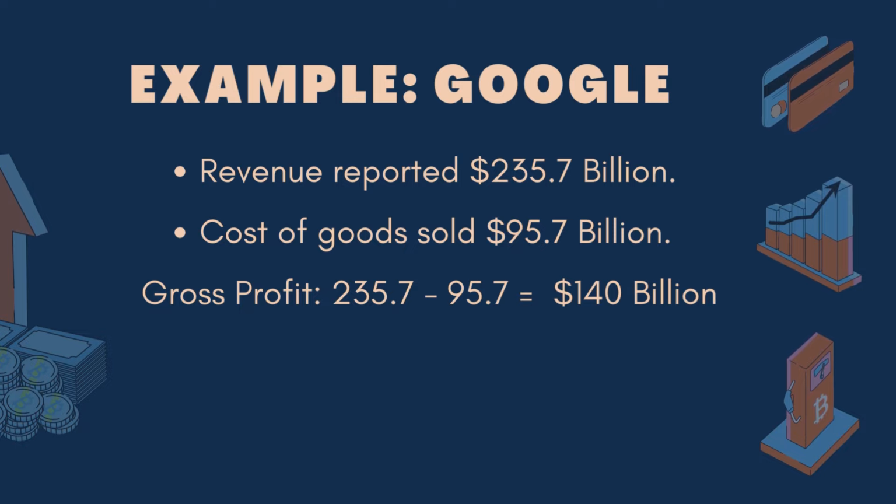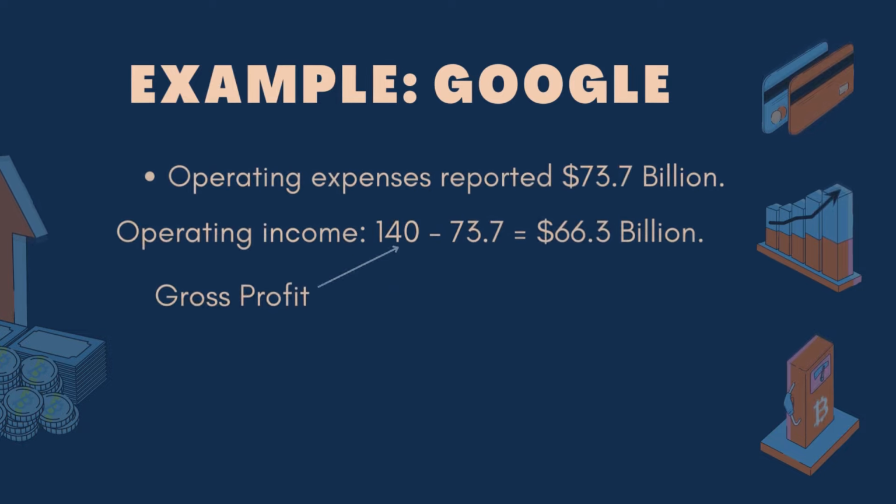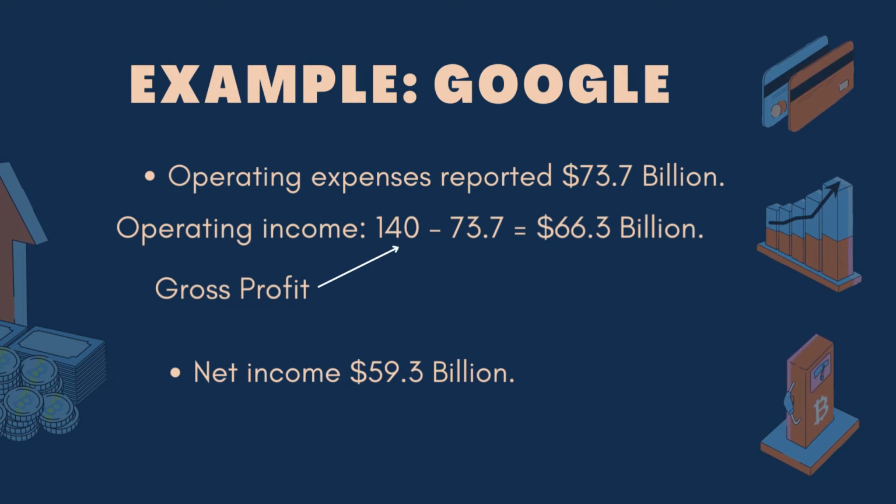This indicates the profitability of their core operations before considering operating expenses. Now let's focus on operating expenses. Google's income statement reveals operating expenses of $73.7 billion. These expenses encompass research and development costs, sales and marketing expenses, and general administrative expenses. By deducting operating expenses from gross profit, we arrive at operating income, which is $66.3 billion. This figure demonstrates the profitability derived from their core business activities.